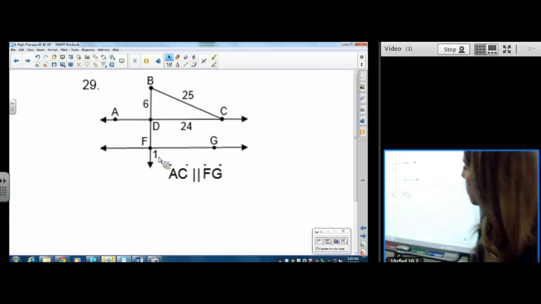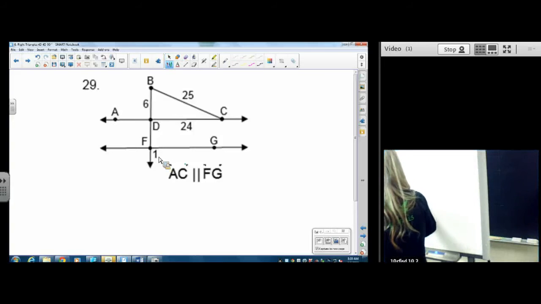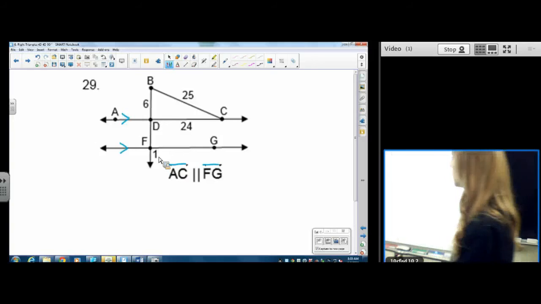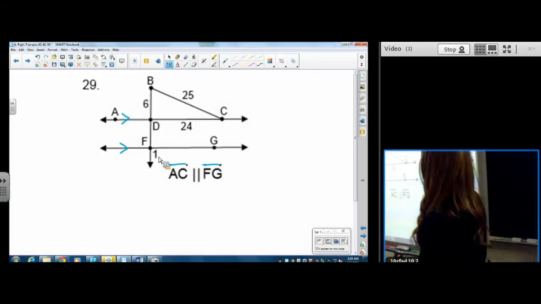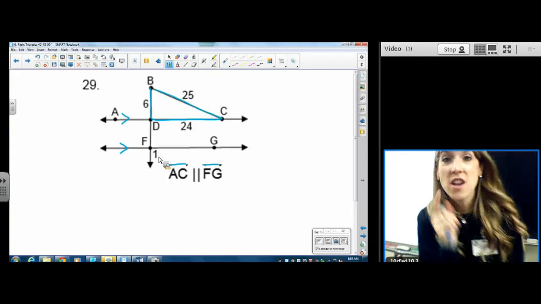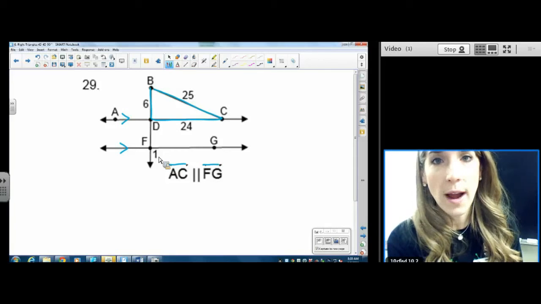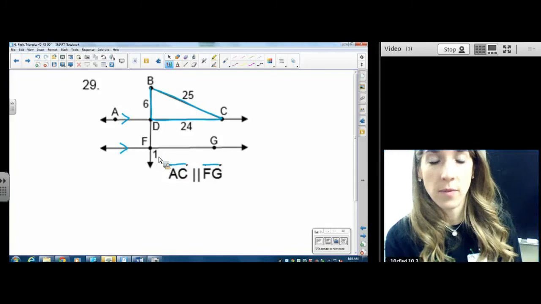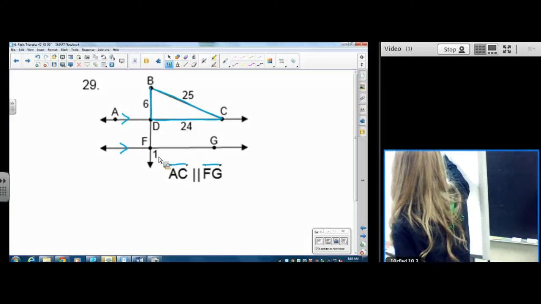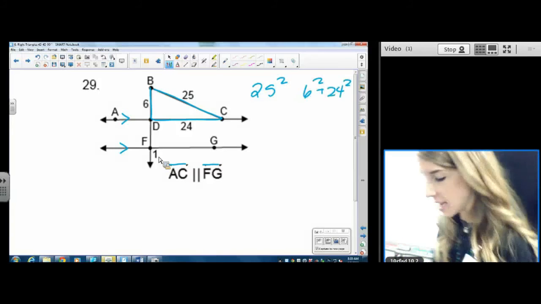29 is a very important problem that you will see again in the future. This says AC is parallel to FG. So we can add arrows to our picture because we know that it's parallel. What we're going to do first is look at this triangle. We are not going to assume it's a right triangle. Is everyone listening? We are not assuming that's a right triangle, even though it surely does look like one. So since the jury is out and we don't know what kind of triangle this is, we're going to use Pythagorean theorem converse. And we're going to find out what kind of angle angle D is.